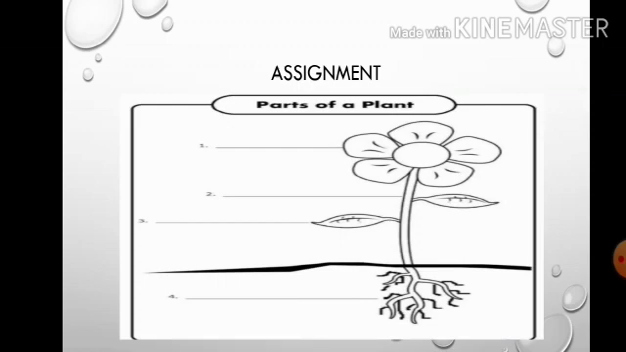Okay, student. Finally, one assignment for you. Look at this picture. Write the parts of the plants, the things we discussed. You write and color the flowers. Submit it tomorrow. This is the assignment for you.